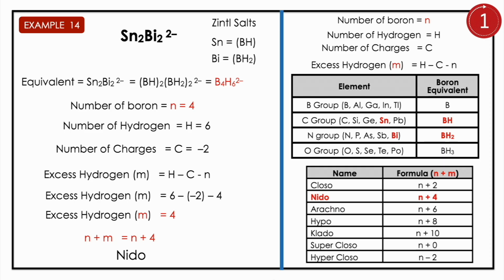Excess of hydrogen will be M equals H minus C minus N. If you substitute the values, it becomes 6 minus minus 2 minus 4. If you solve it, you get M equals 4. M equals 4 means it is an N plus 4 system. If you look at the table, N plus 4 means Nido structure. So according to Wade's rule, the Zintl salt Sn2Bi2 2 minus has Nido structure.